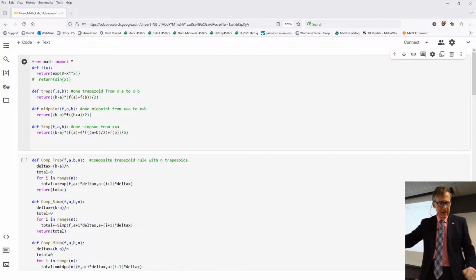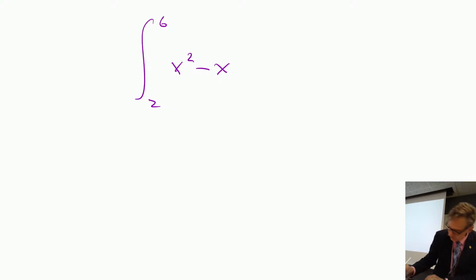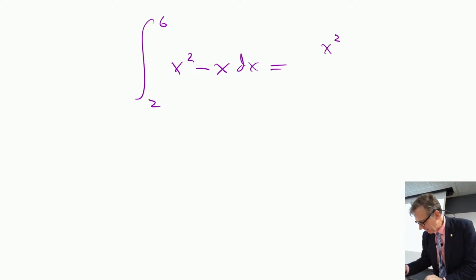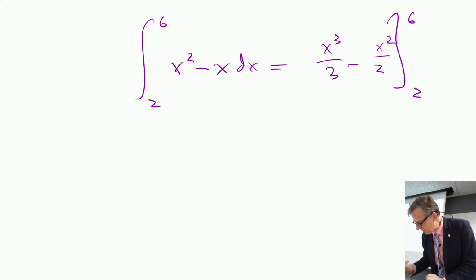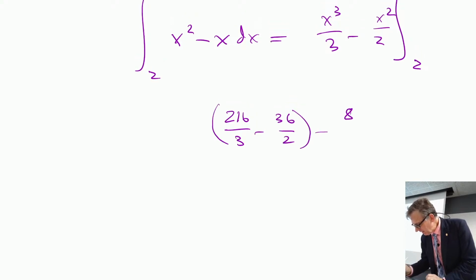Let's just do the integral by hand. Sorry, I'll pull this up here. So let me just do the integral by hand. I know I could use Python to do it, but I'm going to do it by hand. The integral from 2 to 6 of x squared minus x dx. Okay, so it's going to be x cubed over 3 minus x squared over 2, evaluated from 2 to 6. So it's 216 over 3 minus 36 over 2 minus 8/3 minus 4/2.